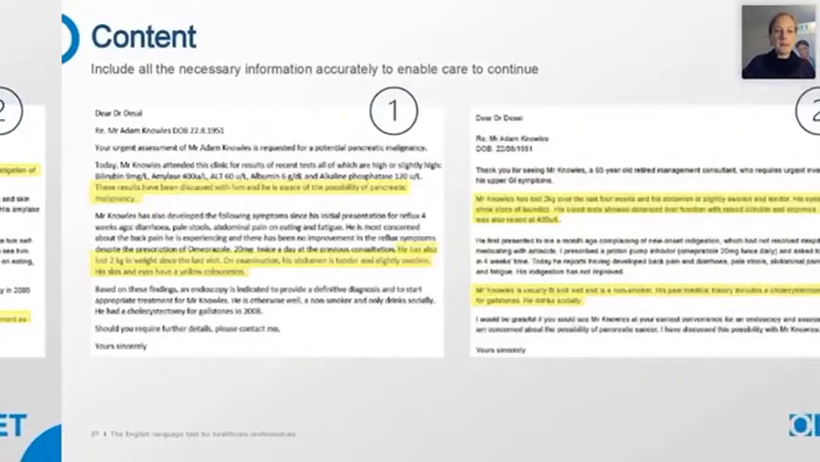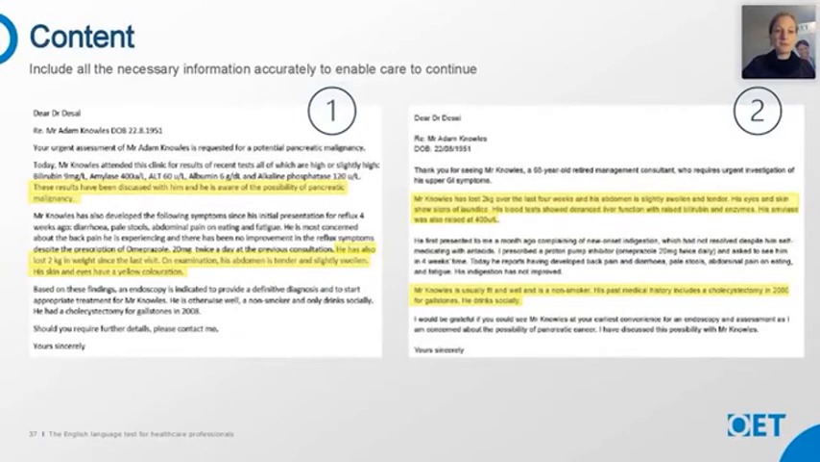The next assessment criterion is content. To score well here, you need to ensure all the necessary information is included and is accurate for the reader to be able to continue care. When you're using the table we used at the start, this becomes very easy to check. Everything you included in the table needs to be in the letter. And when using your own words to communicate the information, you need to be careful not to change any of the meaning, which would cause a loss of accuracy.